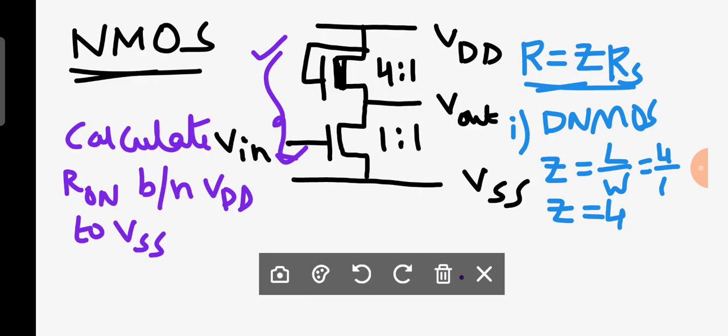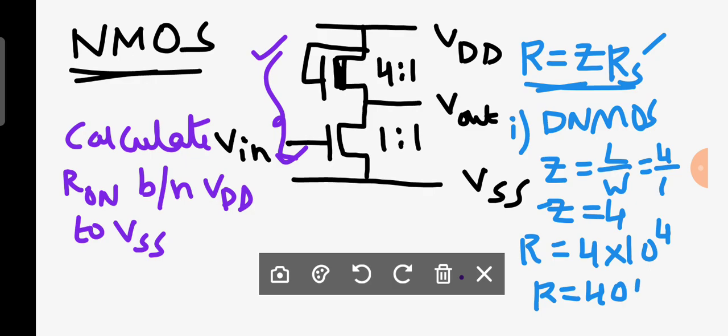Now you can tell me that R becomes 4 into, what is RS? It is an NMOS, absolutely. What is RS? 10 to the power of 4. Now you know the unit of Z is square, and here you have ohm per square, therefore it gets cancelled, then it becomes ohm. Then this can be written as what? R is equal to 40 kilo ohm.